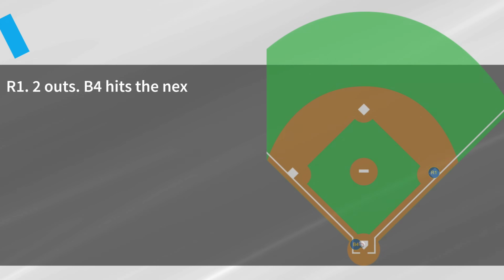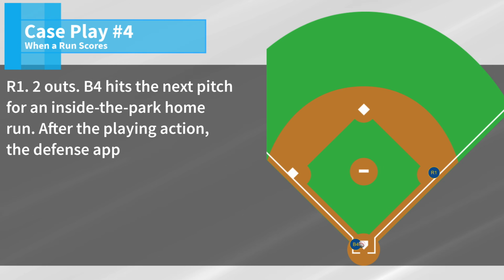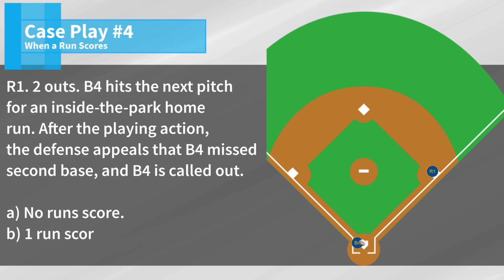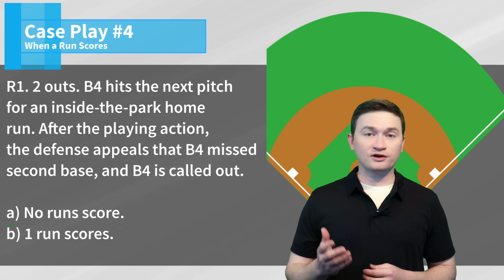Case play number 4. R1, 2 outs. B4 hits the next pitch for an inside the park home run. After the playing action, the defense appeals that B4 missed second base and B4 is called out. Is this A, no run score, or B, 1 run scores? The correct answer here is B.